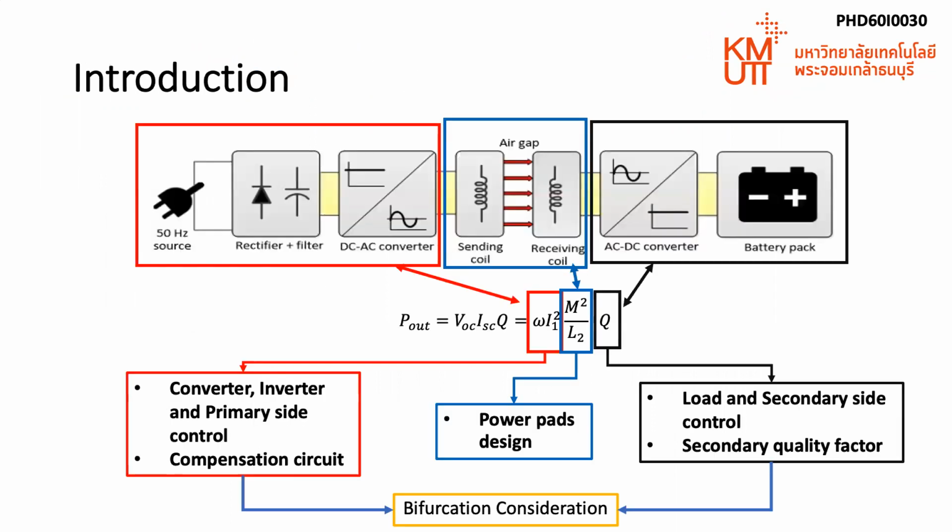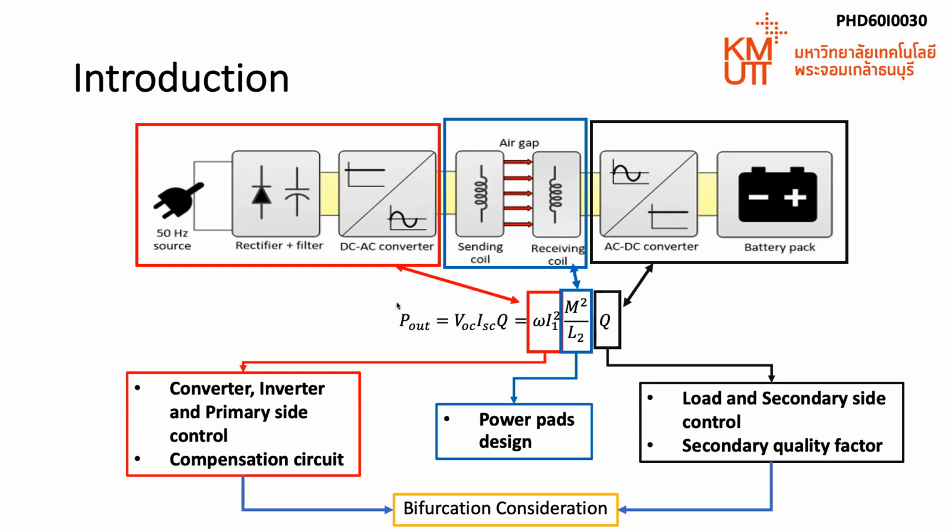The wireless power transfer system, or WPT, uses the principle of magnetic coupling to transfer power across a relatively large air gap. The WPT system consists of a rectifier and filters, followed by a DC to AC converter supplied through the primary coil. The magnetic field induced in the secondary coil is converted to a DC value by the AC to DC converter to charge the batteries.